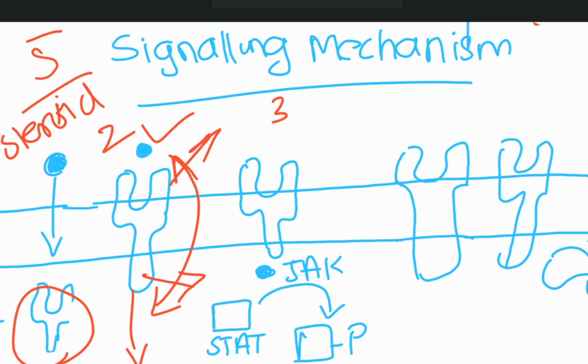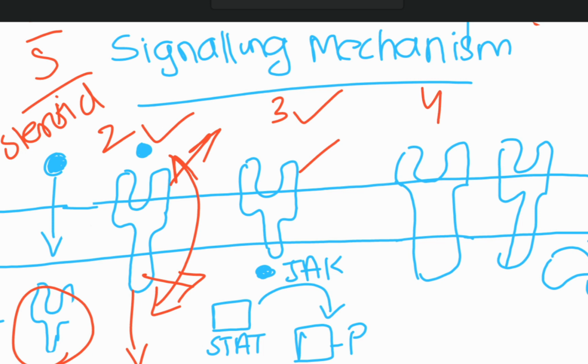The third type of receptor is the same as the second. The whole receptor complex is present in the transmembrane region. The drug comes and binds to the outer region, and inside the cell there is a cytoplasmic enzyme, JAK kinase enzyme, which brings about the phosphorylation of the STAT molecule. So you can say the JAK kinase pathway.